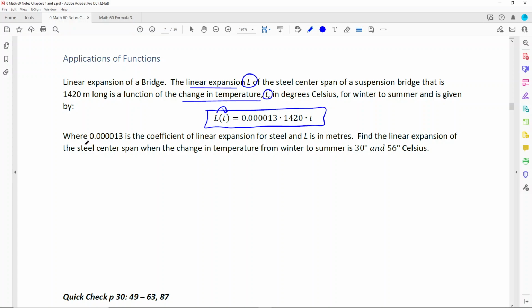So there's more down here. It says where 0.000013 is the coefficient of linear expansion, which, if you're taking physics, is a great thing to know. And L is in meters, and so on. A lot of this information, like the 1420 and this number here, makes you feel like you want to use them. And I'm saying blah, blah, blah, because that's what they use to come up with this equation, okay? You don't have to know how they came up with the equation. You're allowed to just use it. So what you have to discover from the words is what the L stands for and what the T stands for, and then use it.